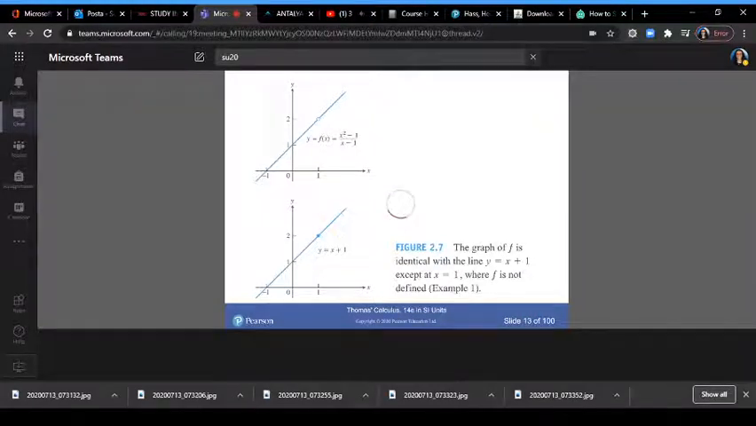As I told you, we have this line and we have the top function. They are exactly the same everywhere except x is equal to 1. Do you see that? So in the first one, what's the difference? The first function is not defined at 1. The second function is defined everywhere.